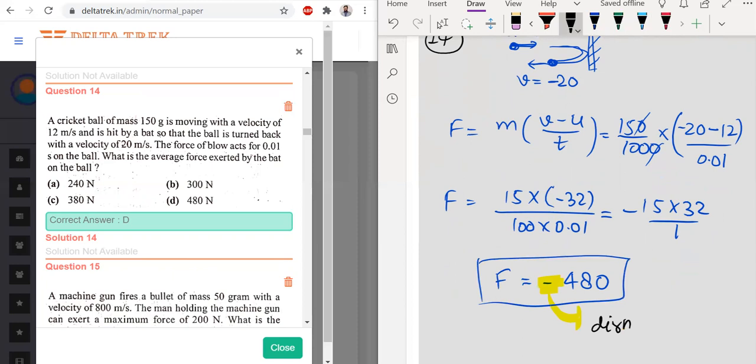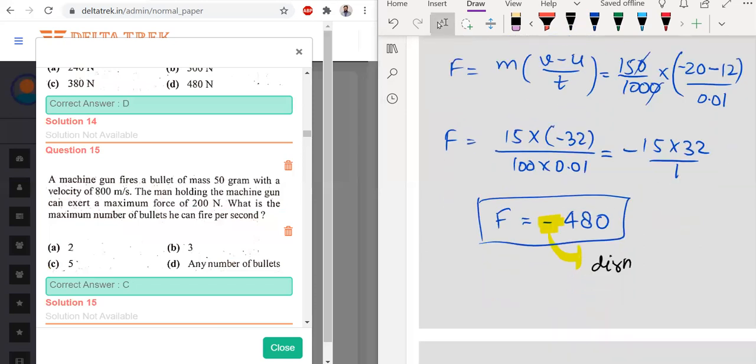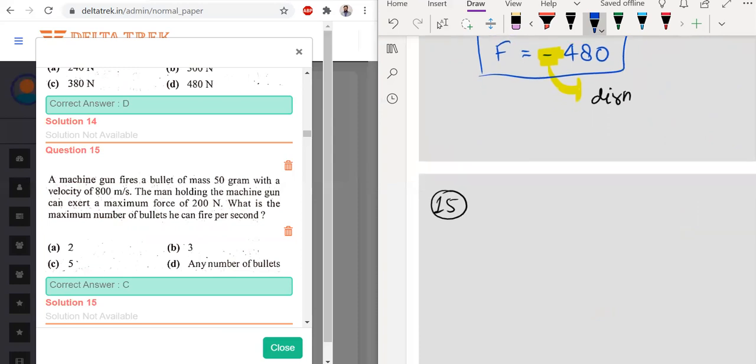Clear? So this one is also a simple question, a straight one. Let's see the 15 one. A machine gun fires this much. The man holding it can exert a maximum force of this. What is the maximum number of bullets he can fire? Okay, so that's clear. The point is, what is the number of these things he can fire per second?